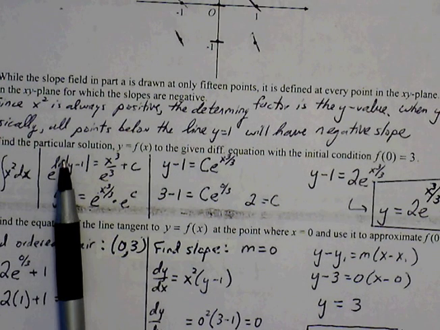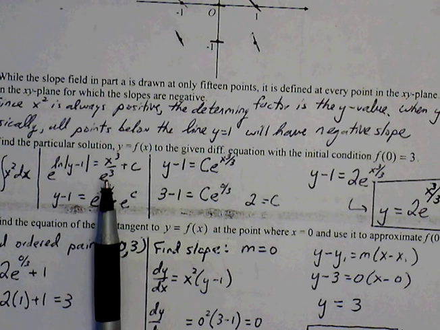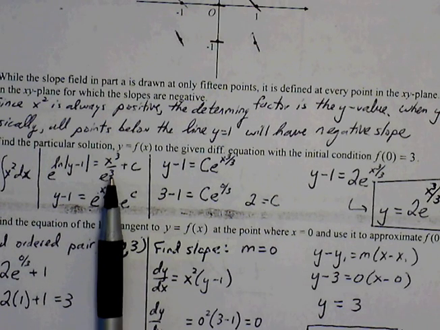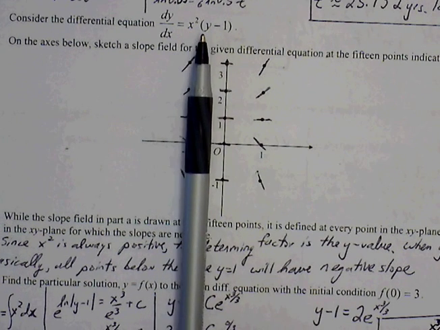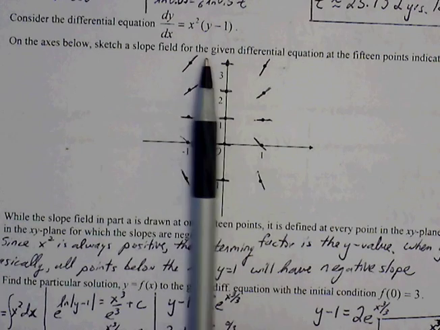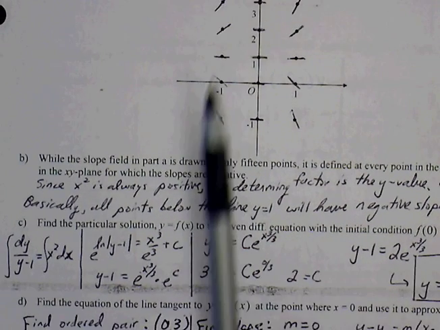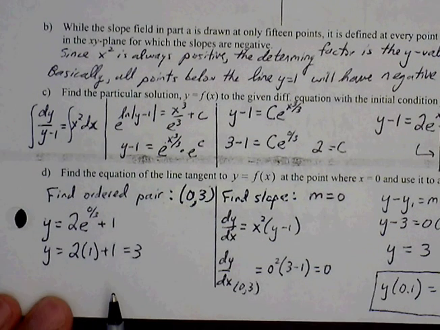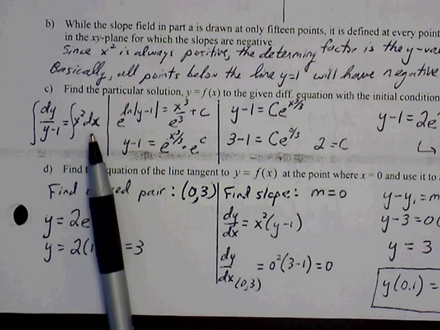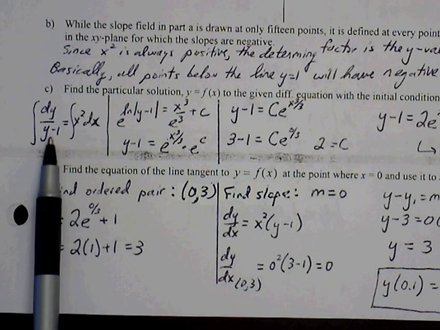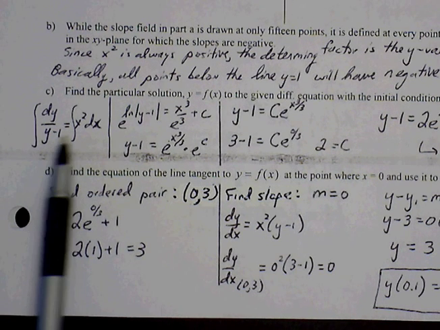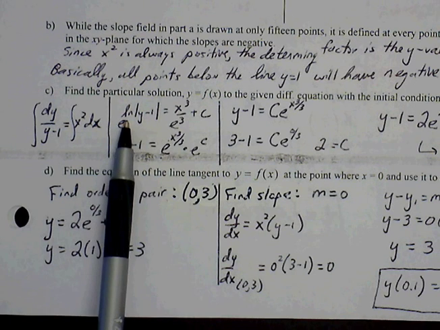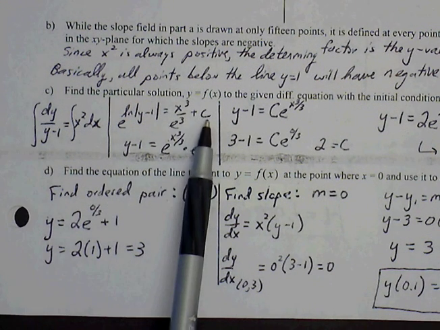Okay, part C, find the particular solution y equals f of x to the given differential equation with the initial condition 0,3. So let's look at our differential equation, which is dy over dx is equal to x squared times y minus 1. We take the first step to separate the variables. So we get dy over y minus 1 is equal to x squared dx. We take the integral of both sides. The left side is simply the rule for 1 over u, which is natural log of u, so natural log of y minus 1. The right side is power rule, so x cubed over 3 plus c.